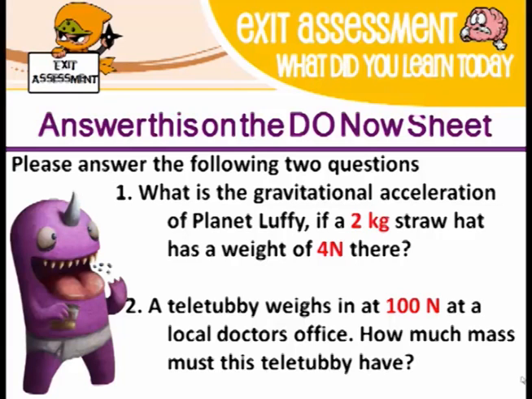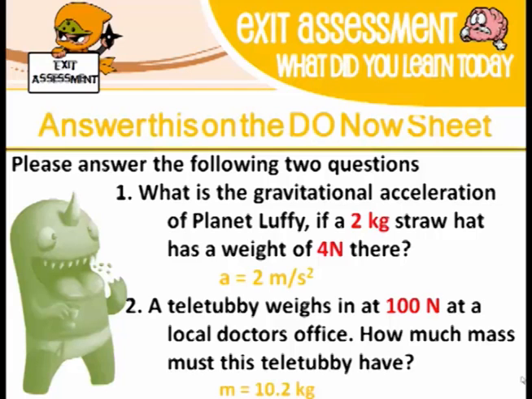Alright, so let's try this out. What is the gravitational acceleration of planet Luffy if you have a mass of 2 kilograms and a force of 4 newtons? Alright, so what we're going to be doing is taking that 2, dividing it on both sides, and you should get an acceleration of 2 meters per second squared.